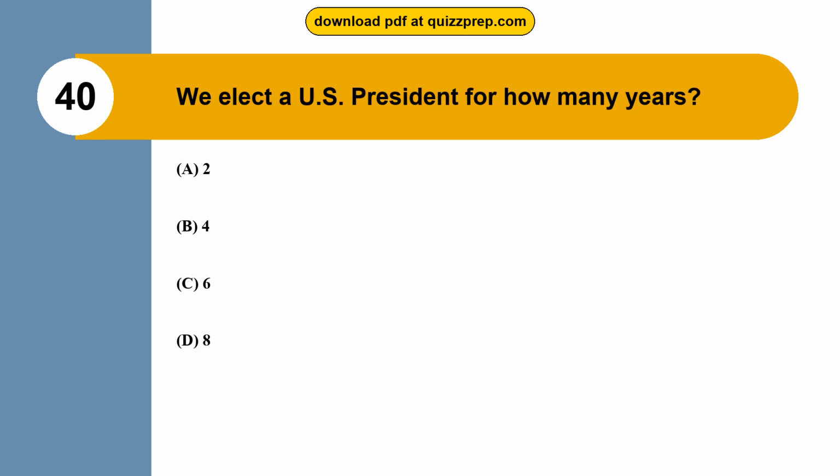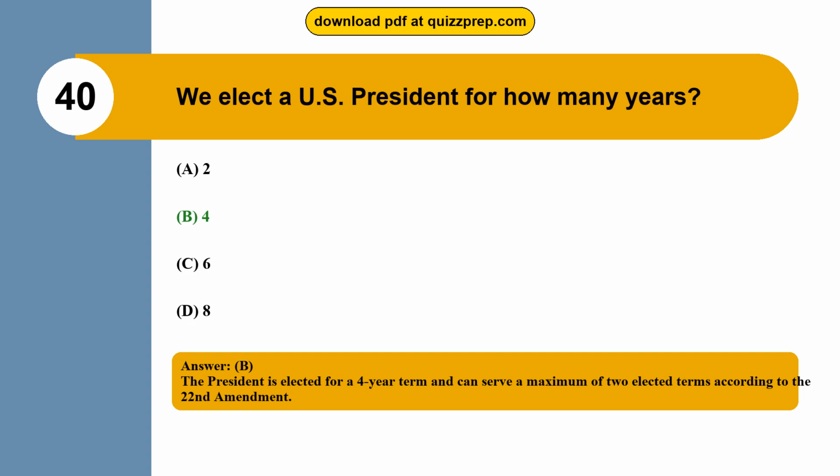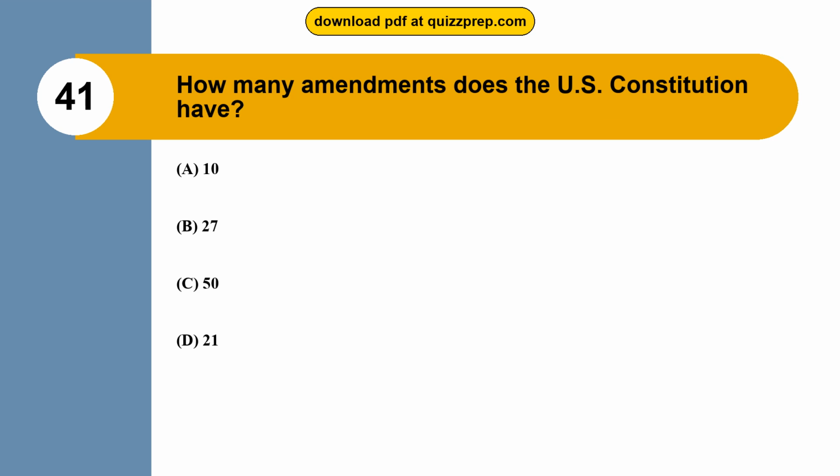Question 40. We elect a U.S. President for how many years? Option A, 2. Option B, 4. Option C, 6. Option D, 8. The correct answer is option B, 4. The President is elected for a 4-year term and can serve a maximum of 2 elected terms according to the 22nd Amendment.